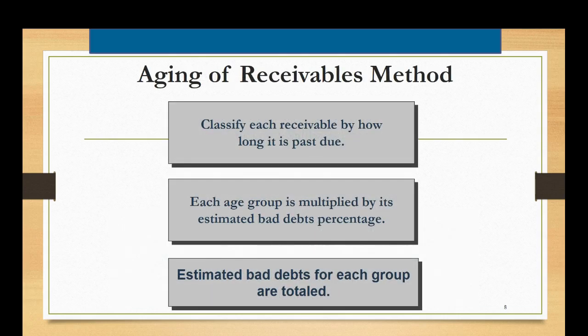When we follow the aging of receivables method, the first thing we do is classify each receivable by how long it is past due. Then each age group is multiplied by its estimated bad debts percentage. This percentage can come from a company's own past history, and it can also be tweaked for things such as economic conditions or how the economy is behaving. Once we do that, we estimate the bad debts for each group, and we total them up.